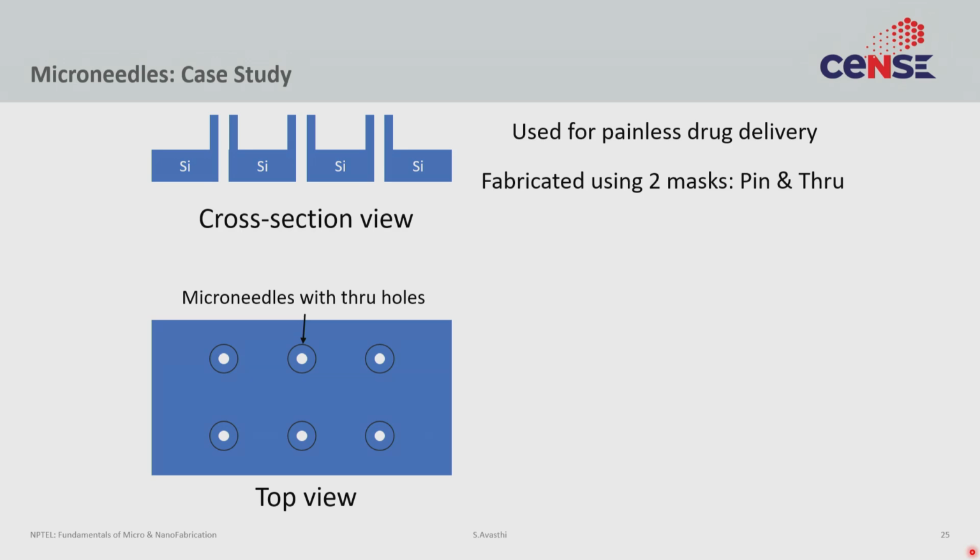Let's not go into the biological details. What we are interested in making is a cross section that looks something like this. If you're looking from the side, what you have is a silicon wafer with several holes in it. And on the top, there are these hollow cylindrical needles, right? So this is the top view, this is the cross section view, and these are the ones that are actually impaling your skin when you're trying to do injections. So this is the idea of a microneedle.